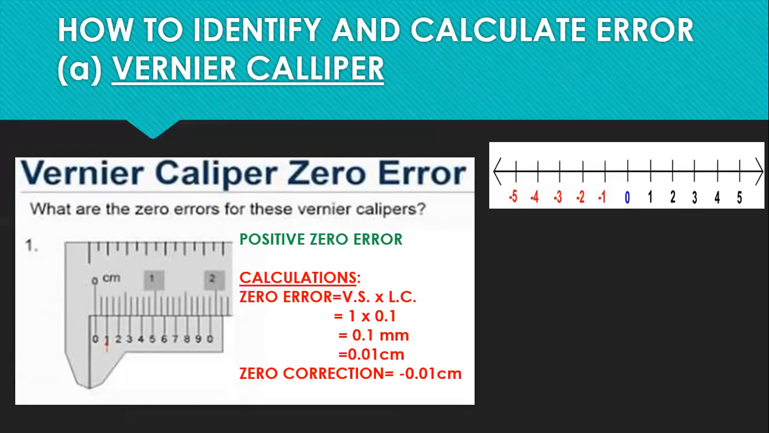Please keep in mind that when you are going to take the Vernier scale divisions, there is a possibility that more than one line can match. But the first division that best matches with the main scale division is to be taken into consideration.